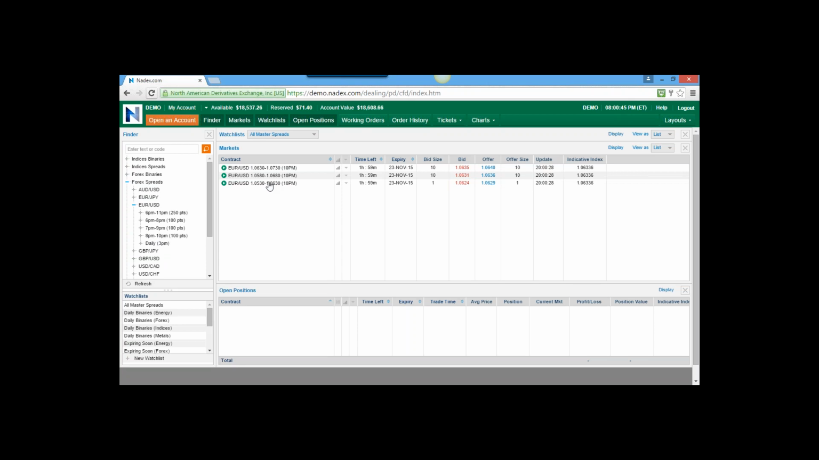So what do we have here? We got these new spreads. So let's say some news is about to come out. I don't know which way it's going to go. I don't know if it's going to go up or if it's going to go down.